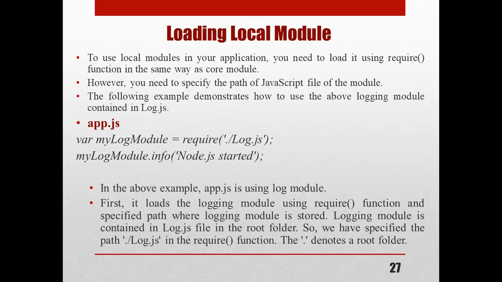Then how do we load a local module? Loading a local module: to use local modules in our application, we need to load them using the require function, in the same way as we load a core module. We need to specify the path of the JavaScript file of the module, because it is a local module that we store in a certain folder or directory. So we have to specify the path in the require function.